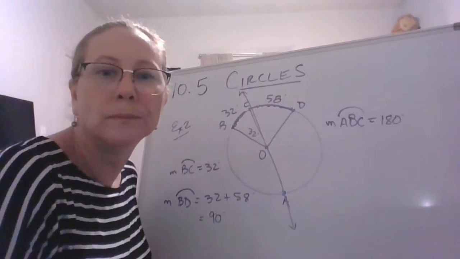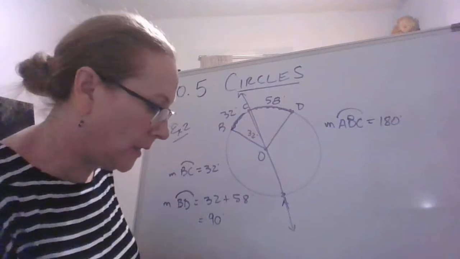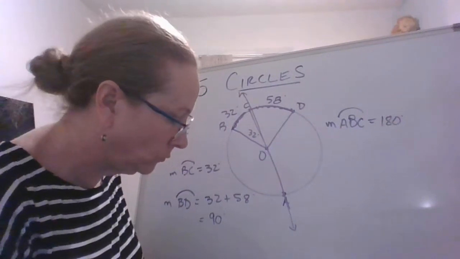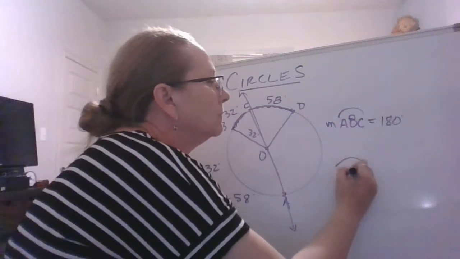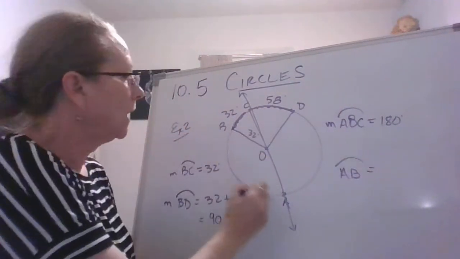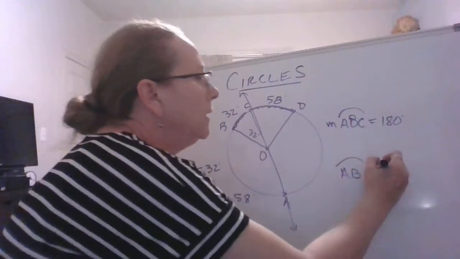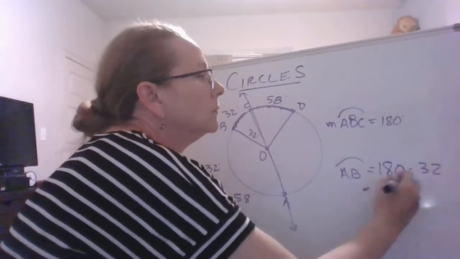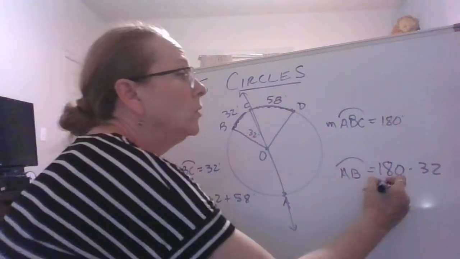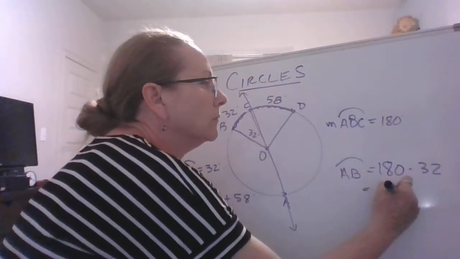And then the last one, AB. AB, well, 180 minus 32. 180 minus 32, 148.